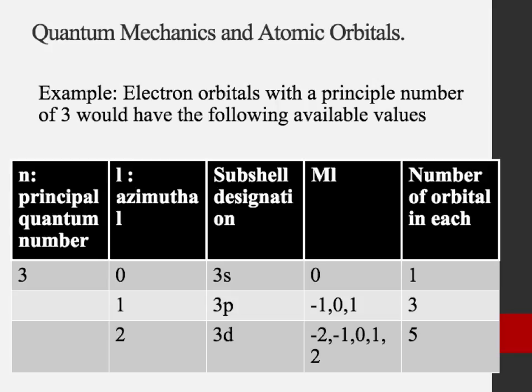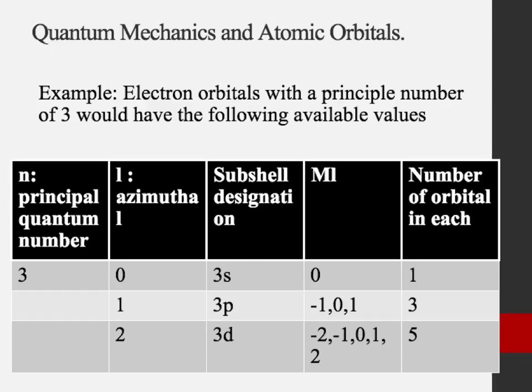So let's look at the example I have here. Electron orbitals with a principal number of 3 would have the following values. So principal quantum number 3 refers to principal energy level 3. Therefore, the azimuthal number can be 0, 1, or 2.